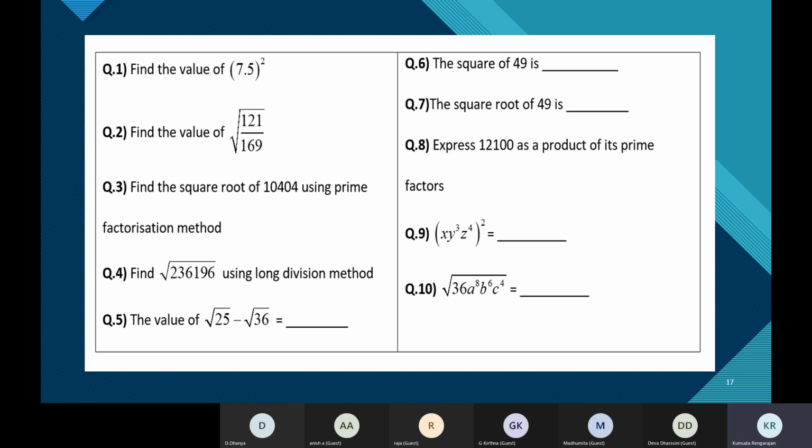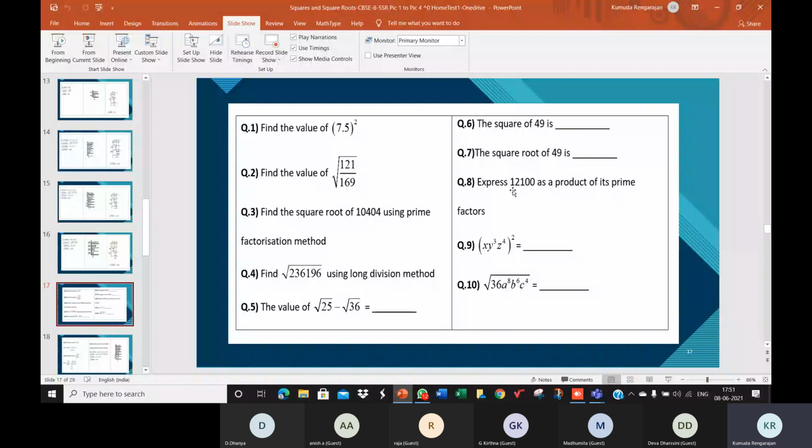What's the value of 7.5 square? Yes, what's the answer for the first one?